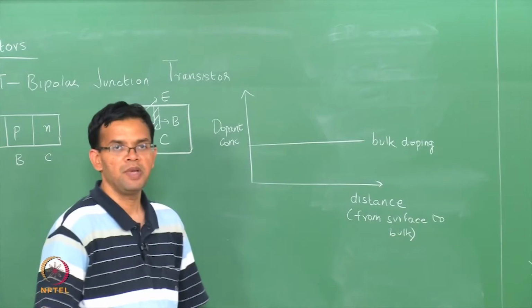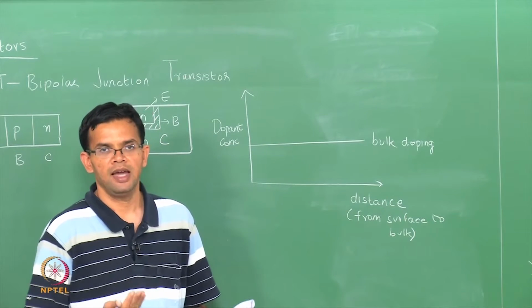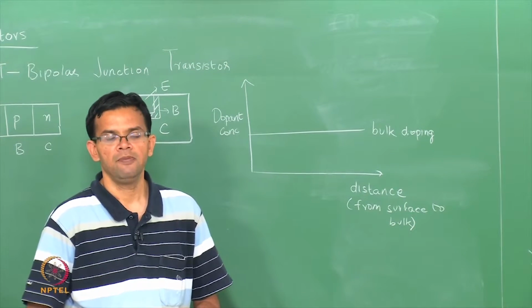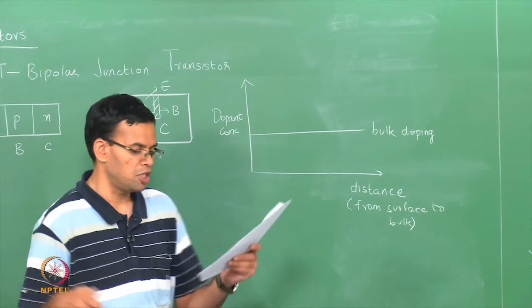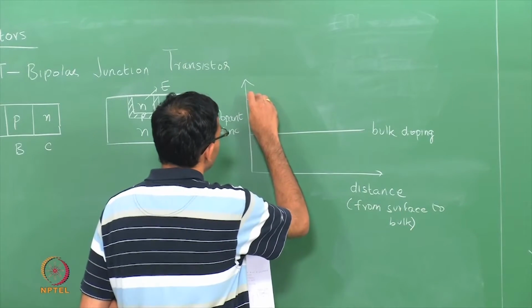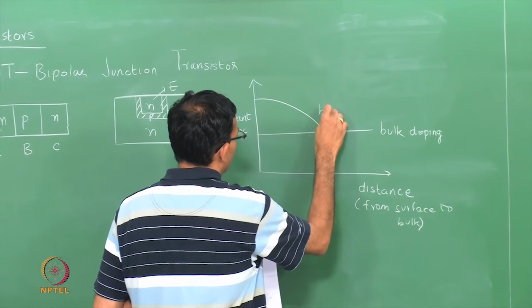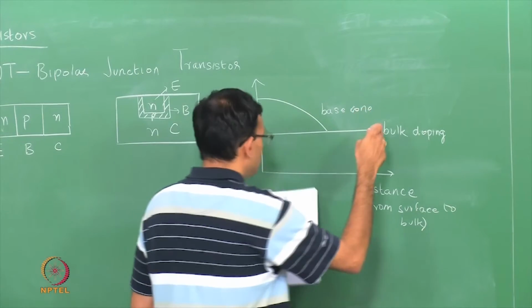To create the P region, to create the base, we have to dope this N type with a P type material. This is done typically by using a solid state dopant. So, you can get a Gaussian profile. This is the base concentration, this is P type.